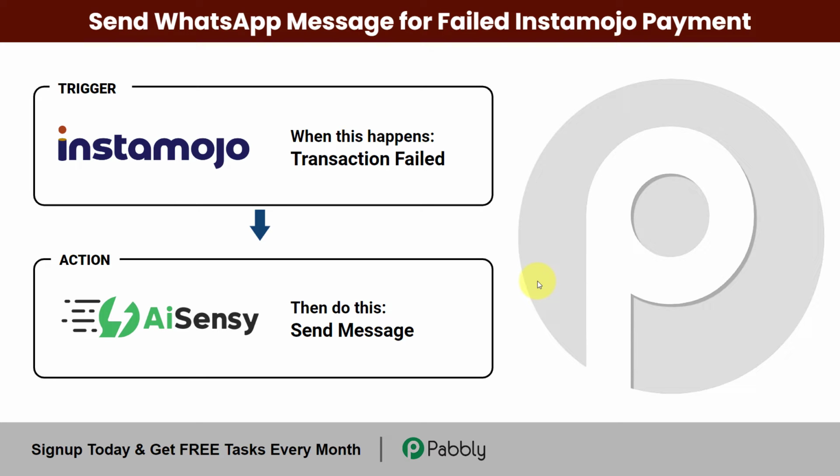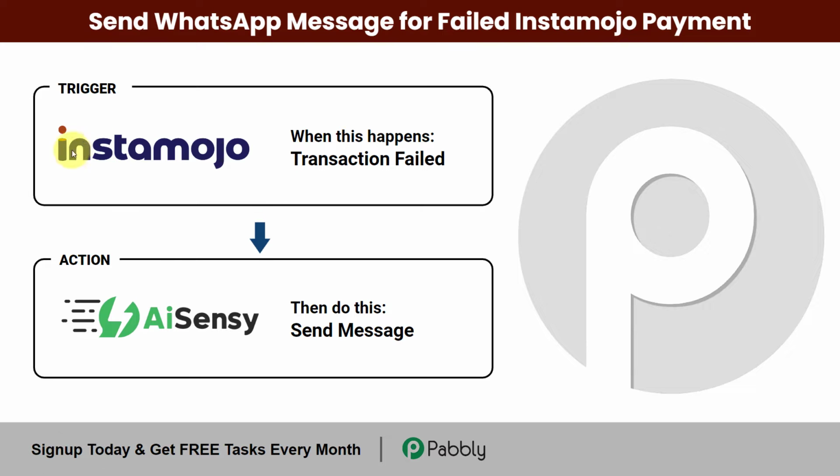In this video, we are going to understand how to send WhatsApp message for failed Instamojo payment. So here my objective is every time a payment is failed for any reason, then automatically a WhatsApp message must be sent to the user who has just tried to make the payment with all the details. Now to do this, we'll have to integrate the two applications and we can do the same using Pabbly Connect.